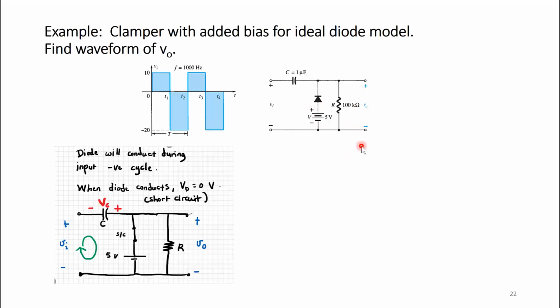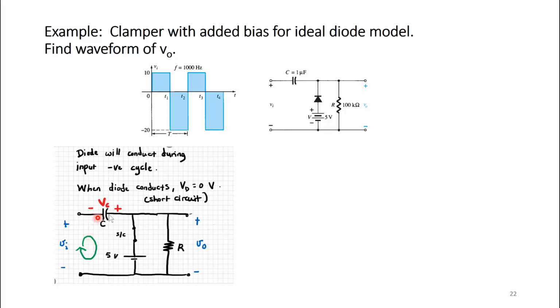Now first I have to decide when it will turn on and when it will turn off. Based on the orientation of this diode, it will turn on in the negative cycle. So the diode will conduct during the negative cycle and it will turn off in the positive cycle, because in the positive cycle the direction would oppose the positive direction of current flow of the diode. So we're talking about this negative cycle first, the diode will conduct during the input negative cycle, and when it conducts, this diode is replaced with a short circuit. When the diode conducts, VD is equal to 0 volts.